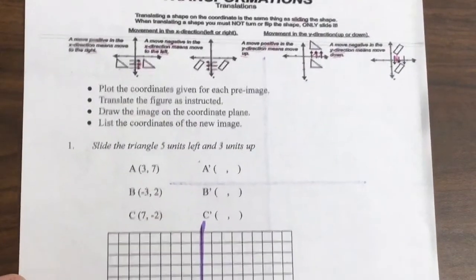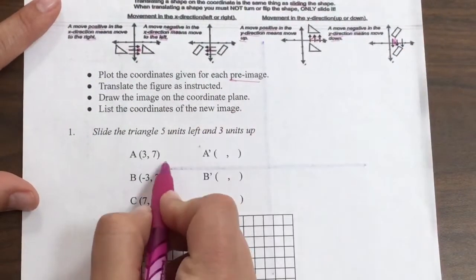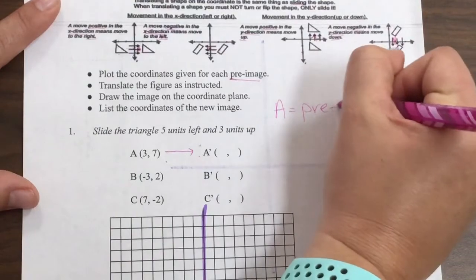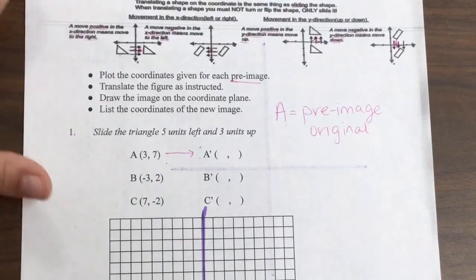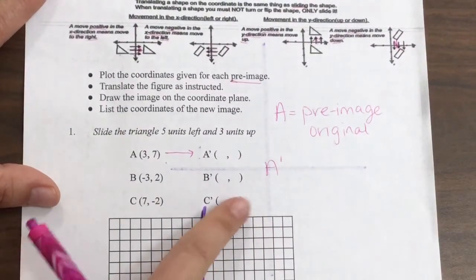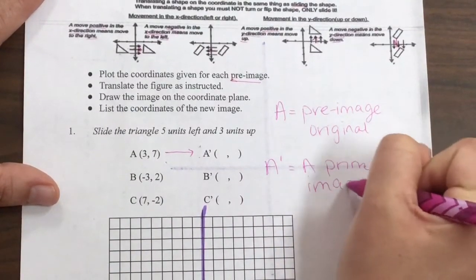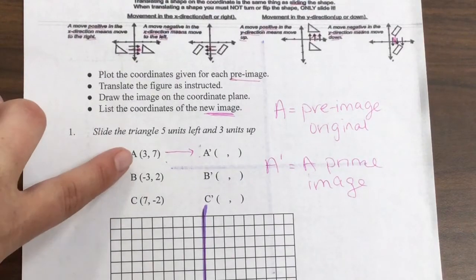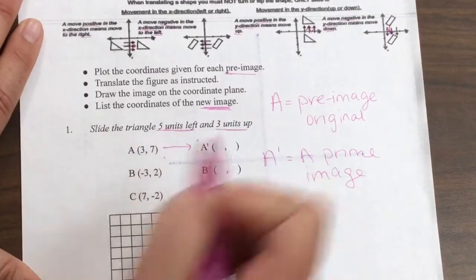So what we're going to do is plot the points for each pre-image. Pre-image is a vocabulary word. If we look down here at A, A is what we call the pre-image, or original. What I write, you write. A with a little apostrophe is pronounced A prime, and that's what we call the image, or sometimes you might see it referred to as the new image. So we're going to take our original points, our pre-image points, and translate them 5 units left and 3 units up.